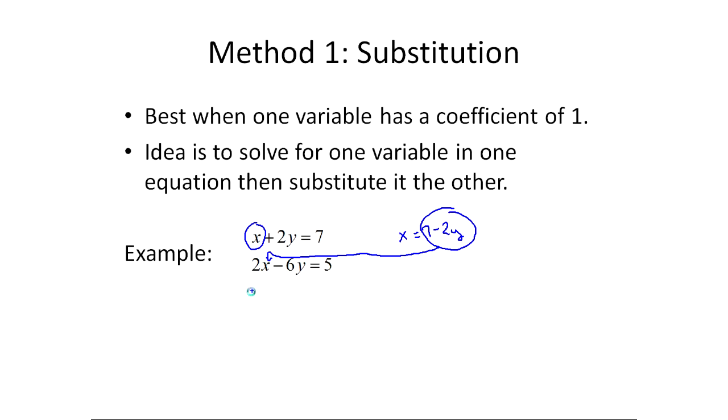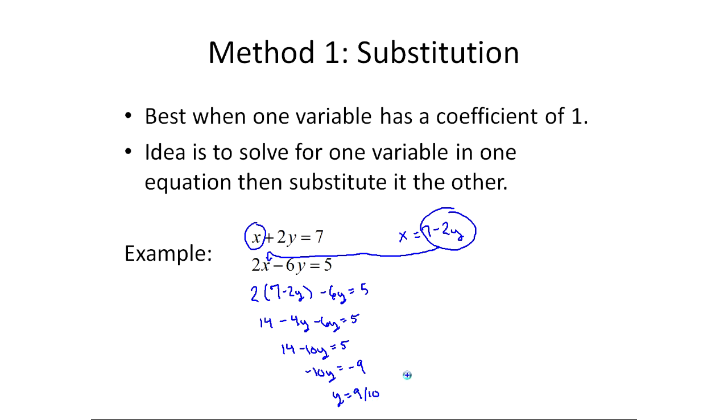If I was to do this, I would end up with the equation 2 times, now I'm going to replace the x, (7 minus 2y), minus 6y equals 5. Distributing the 2, I get 14 minus 4y minus 6y equals 5. Combining like terms, 14 minus 10y equals 5. So minus 10y is equal to, subtracting 14 from both sides, negative 14 plus 5, which is negative 9. And so y equals 9 out of 10.